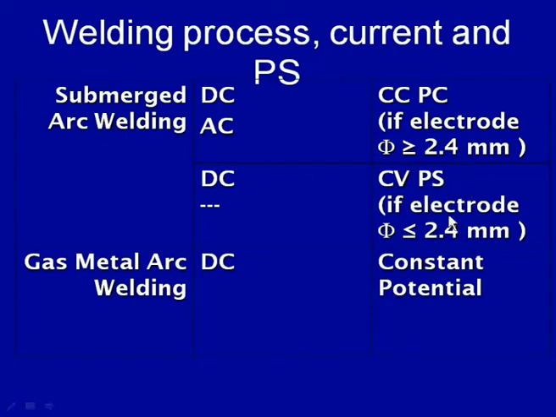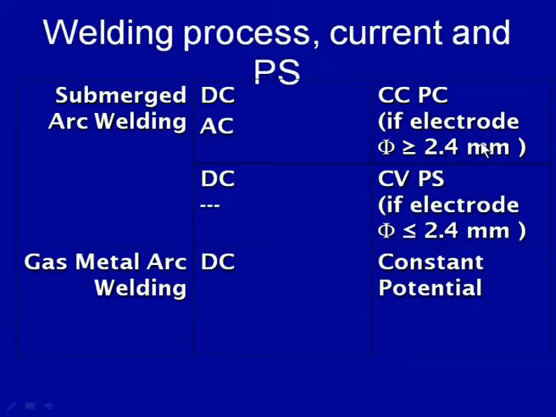So, constant voltage power sources are used for small diameter electrodes with a DC current supply, and otherwise constant current power sources are used with electrode diameters greater than 2.4 mm, where it is not possible to use the self regulating arc to get this uniform arc length.